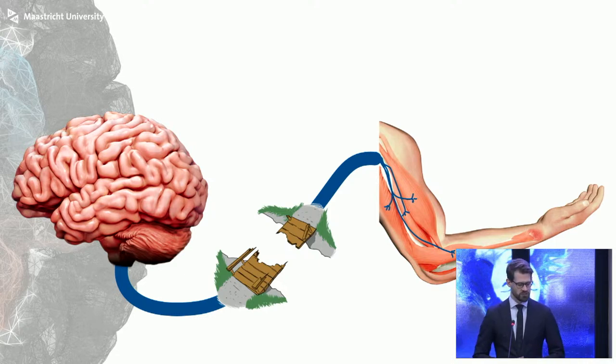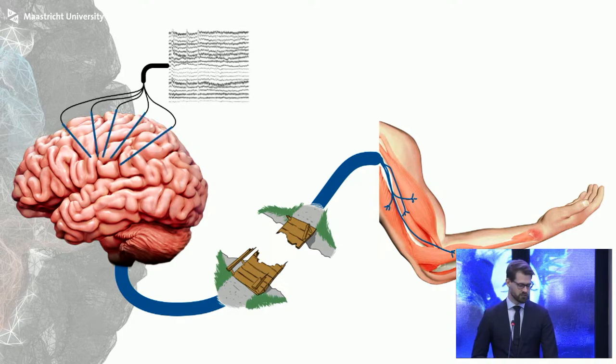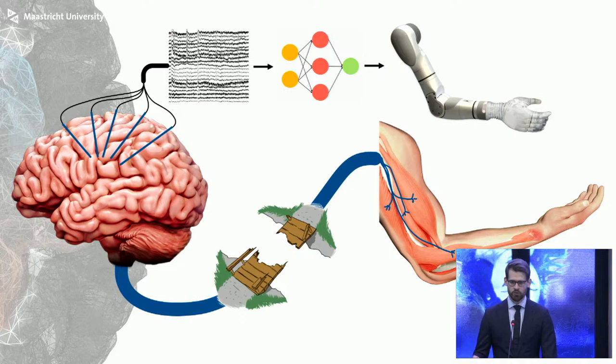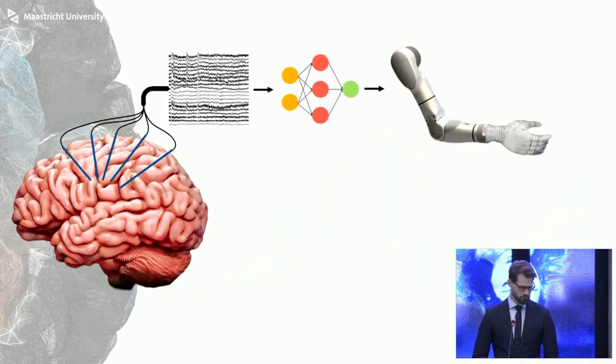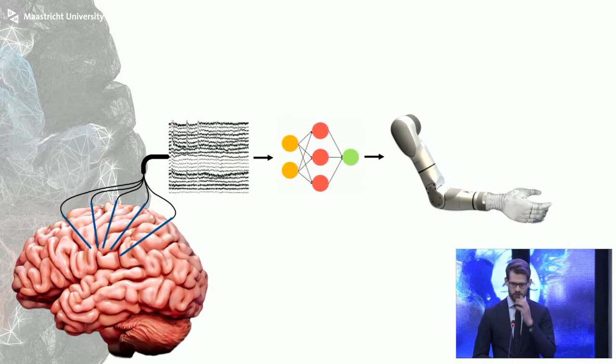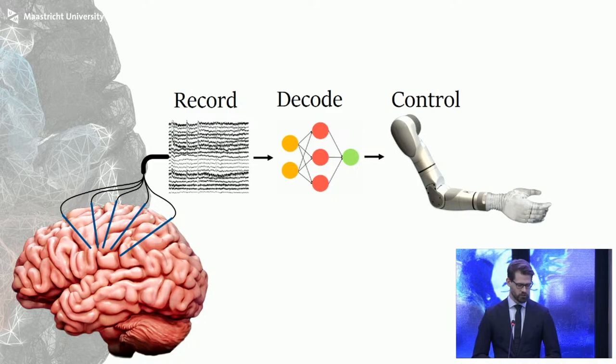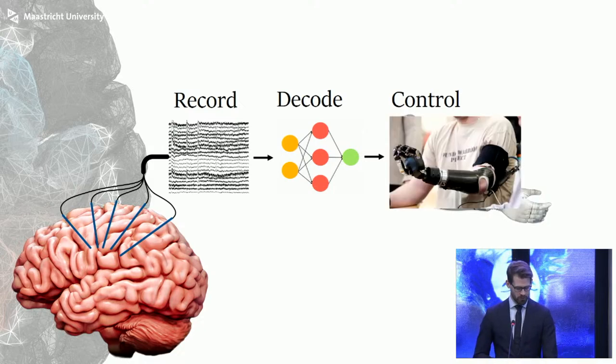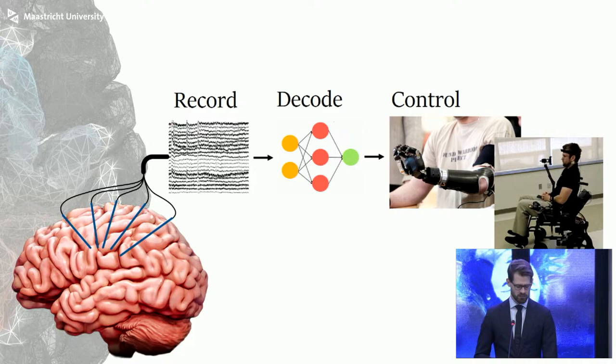To restore movement for these people, we need to make a new pathway from the intention of movement to some kind of output. We can do this by recording neural activity directly from the brain to capture this intention. Then we translate this into a movement output, for example, a robotic arm. This system is called a brain-computer interface. It has three main components: a recording part, a decoding part, and a control part. The decoding part translates the things that we record into a control output. Here I show a robotic arm, but this can also be a prosthetic arm, a wheelchair, or a spelling computer.